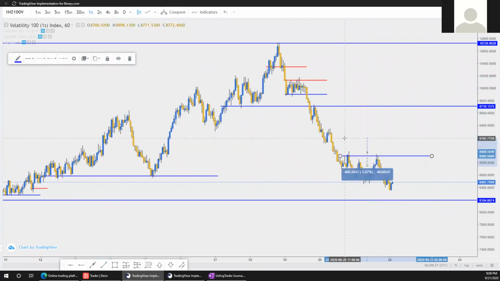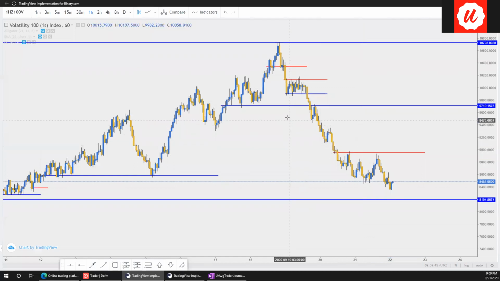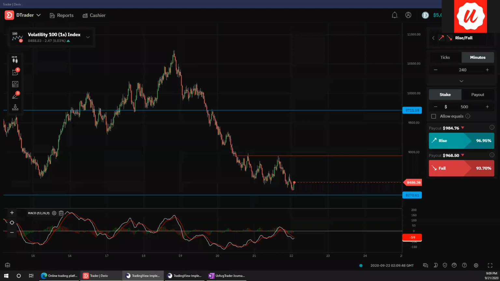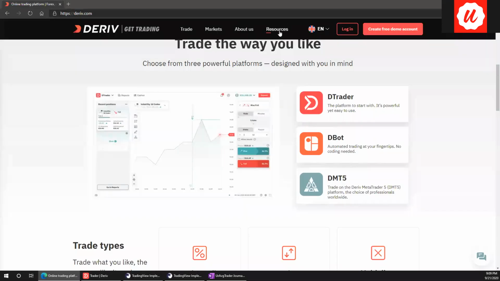The TradingView chart is not on the original TradingView, it's on the website. Once you sign up for the account, you go to the resources section, and then you're going to see the TradingView chart, and then you can just save that.